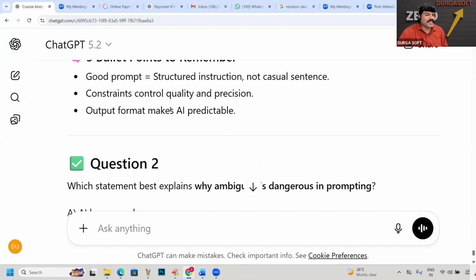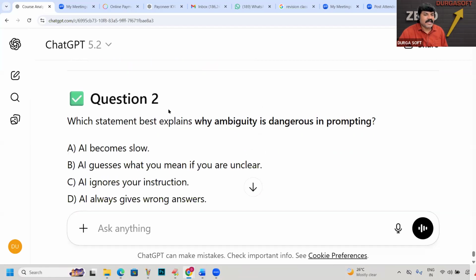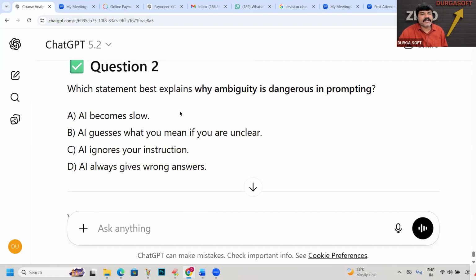Next, are you ready to go for the second one? Yes, sir. Which statement best explains why ambiguity is dangerous in prompting? A: AI becomes slow. B: AI guesses what you mean if you are unclear. C: AI ignores your instruction. D: AI always gives wrong answers. Which one is the correct answer? B.